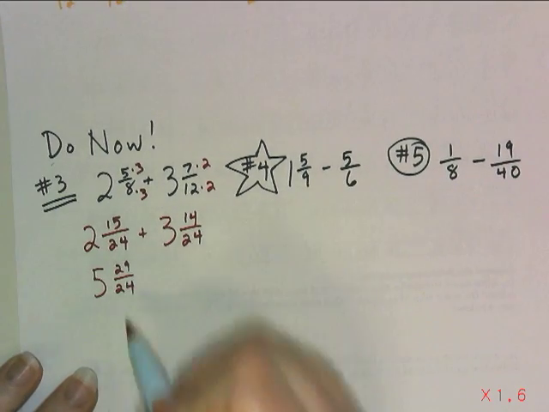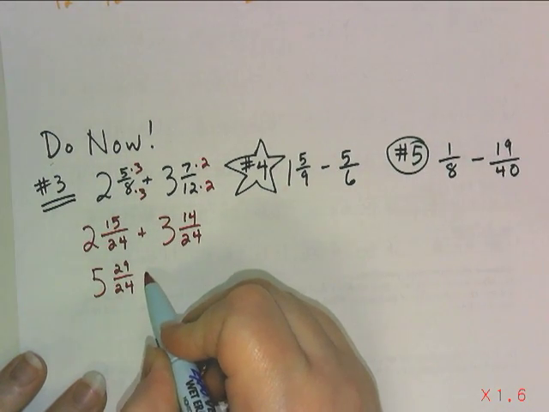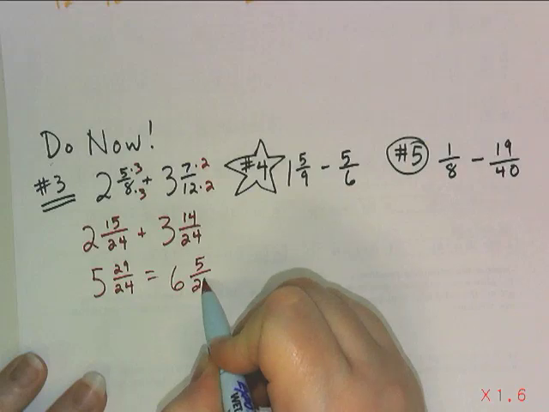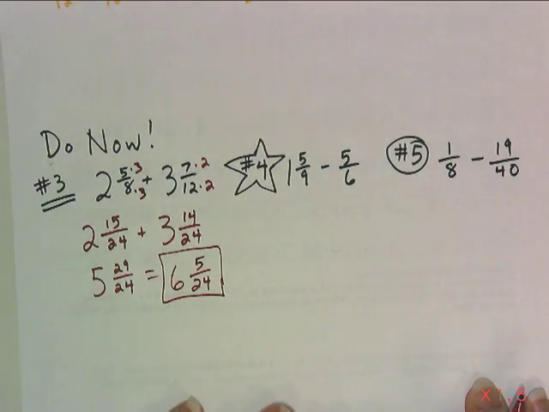But I cannot leave an improper fraction as part of a mixed number. So take 24/24 to give us another whole. We have 6 wholes, leaving us with 5/24. That can't be reduced, so there's my final answer.